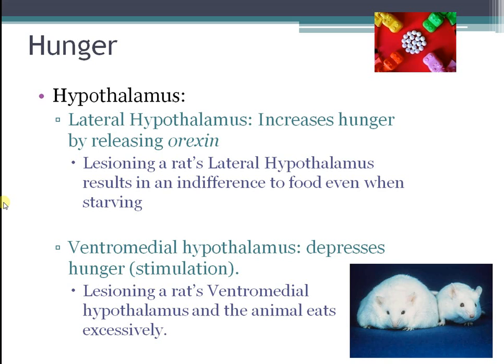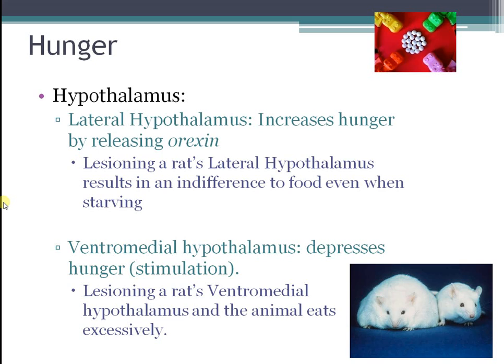The ventromedial hypothalamus depresses hunger. So once you are full, you've eaten enough, the ventromedial hypothalamus releases another series of hormones, and these hormones stop the eating process, right? So the idea here is that if you lesion the rat's ventromedial hypothalamus, the animal will eat excessively, right? So this poor little fat rat over here just eats and eats and eats because he doesn't get signals from his brain telling him he's full.